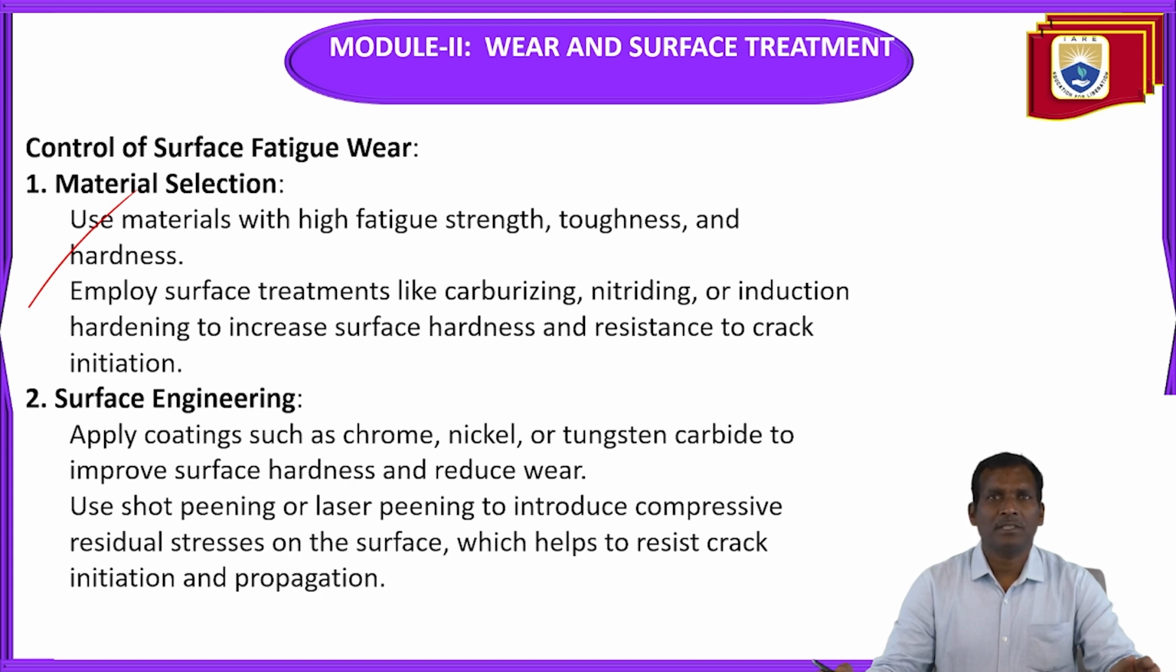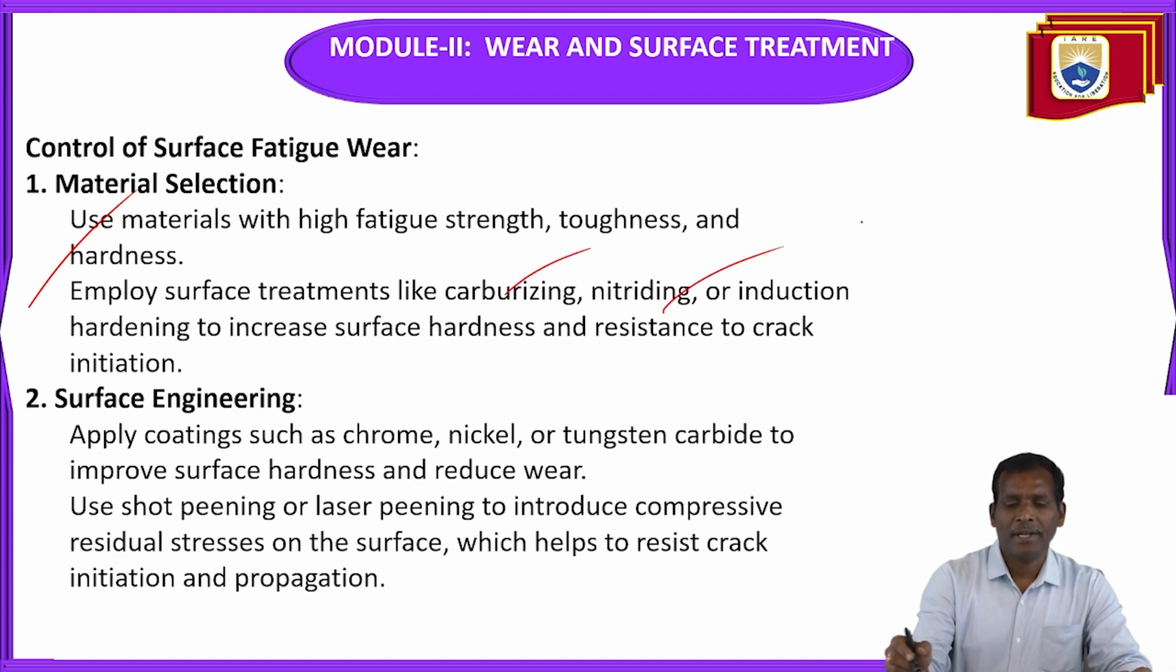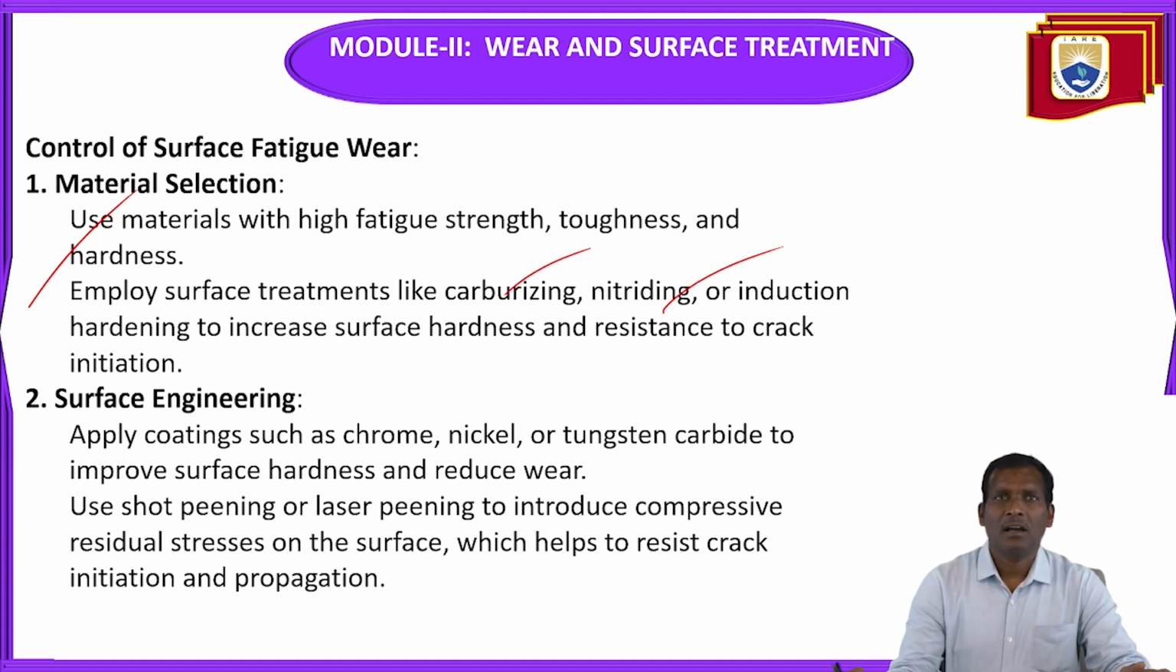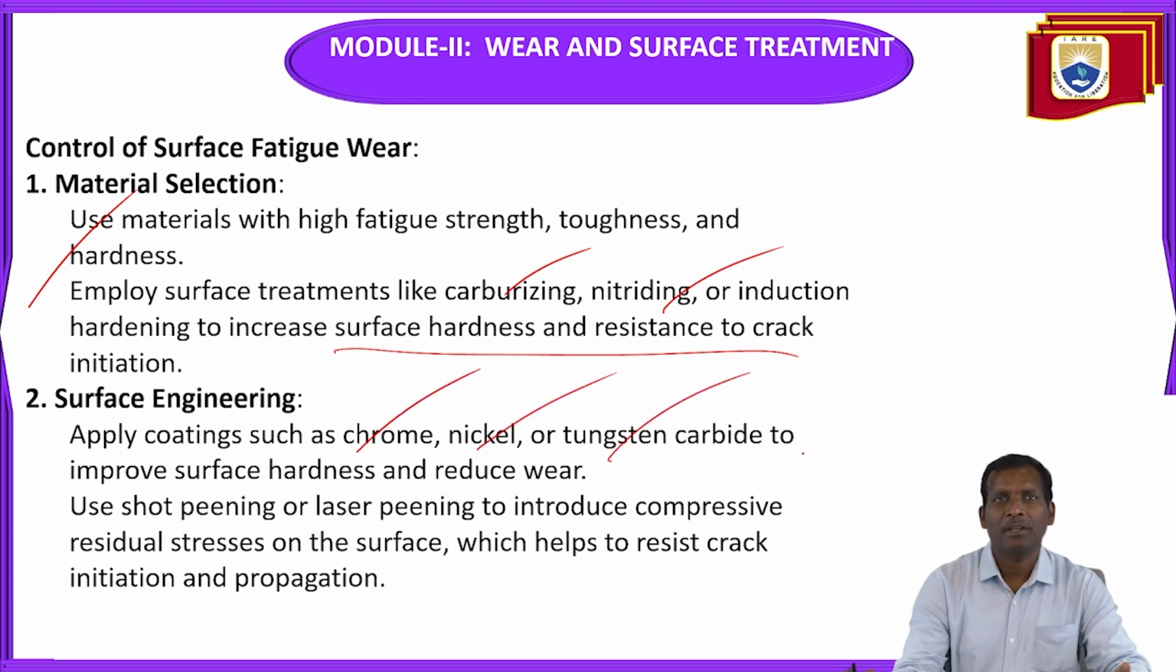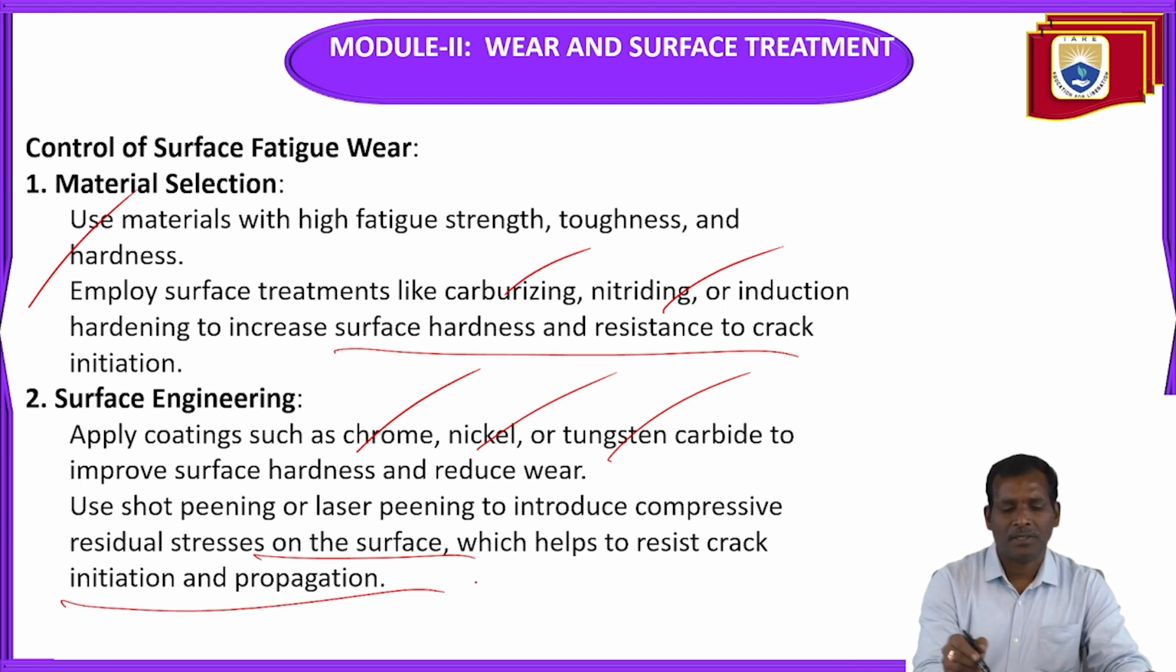Employ surface treatments like carburizing, nitriding, or induction hardening to increase surface hardness and resistance to crack initiation. In surface engineering, apply coatings such as chrome, nickel, or tungsten carbide to improve surface hardness and reduce wear. Use shot peening or laser peening to introduce compressive residual stresses on the surface, which helps to resist crack initiation and propagation.